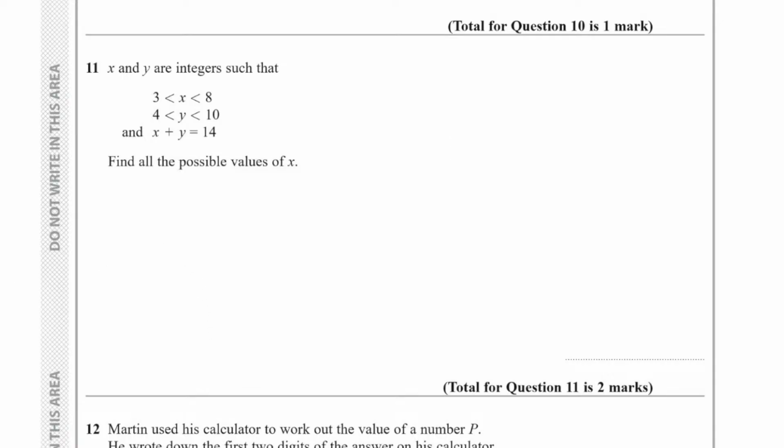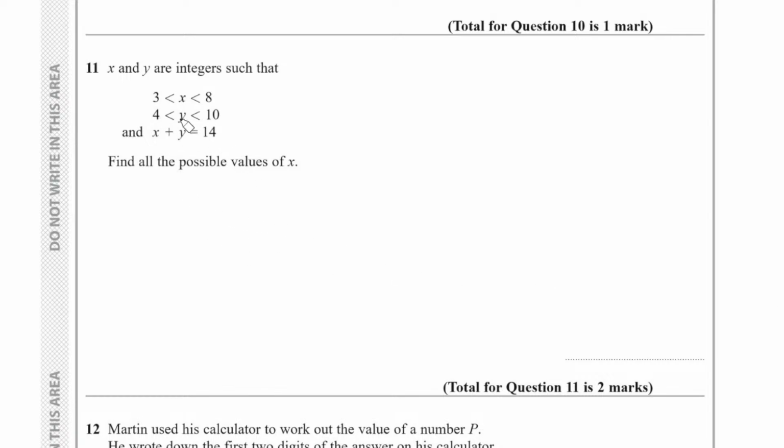Question 11. X and y are integers such that x is between 3 and 8, y is between 4 and 10, but when you add them together, it makes 14. Find possible values of x. Okay, so just possible values of x then, basically. Find all the possible values. Okay, so you have to write them all down.